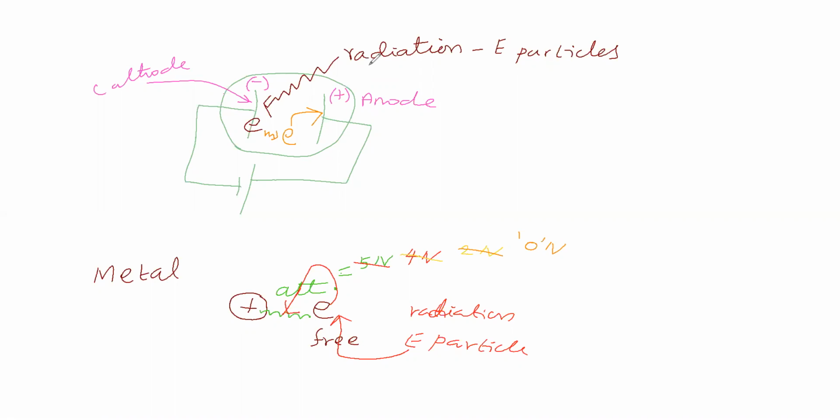That has gone to the anode, we said. Now the anode is connected to a metal wire. This metal wire is carrying electrons, and these electrons have lower energy. This positive plate is also carrying electrons. These electrons have lower energy.